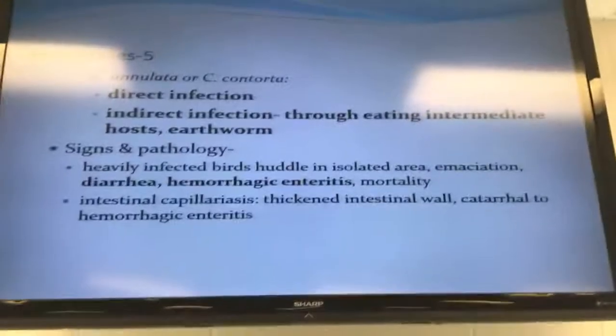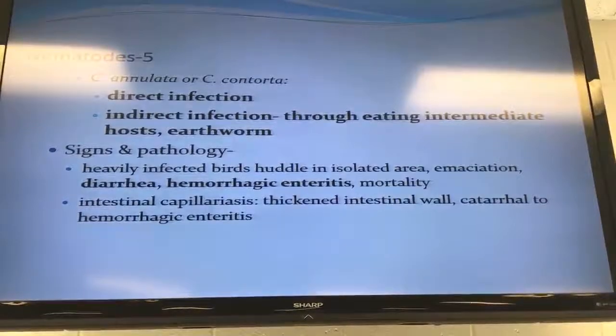Now, when that backyard flock chicken comes into your practice, and it's in such bad health, it has diarrhea, it's so emaciated that you're going to sacrifice it and do a necropsy. Typically what you're going to find, if it's annulata or contorta, is a hemorrhagic enteritis. Hemorrhagic enteritis in the small intestine is what you can find. So diarrhea and hemorrhagic enteritis is what you will find when the capillary worm is in the small intestine. Okay?